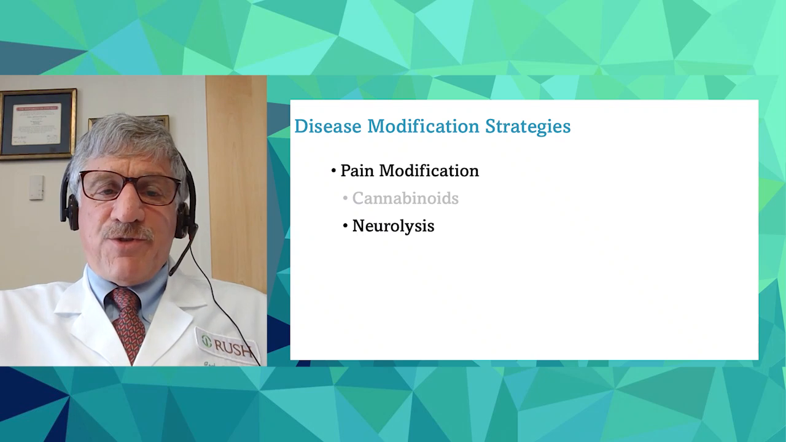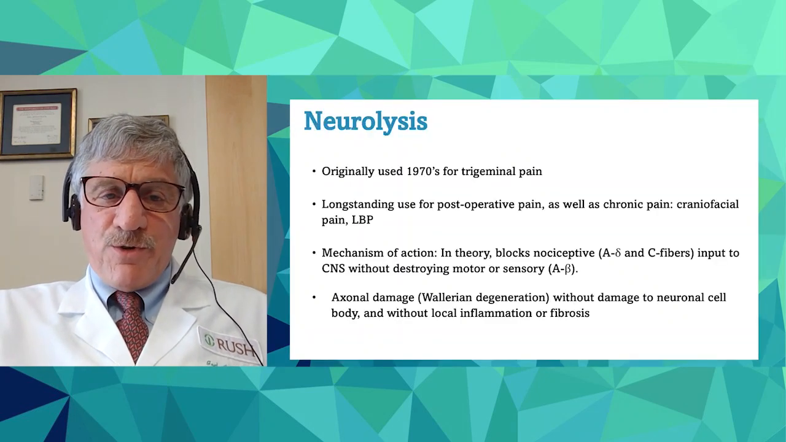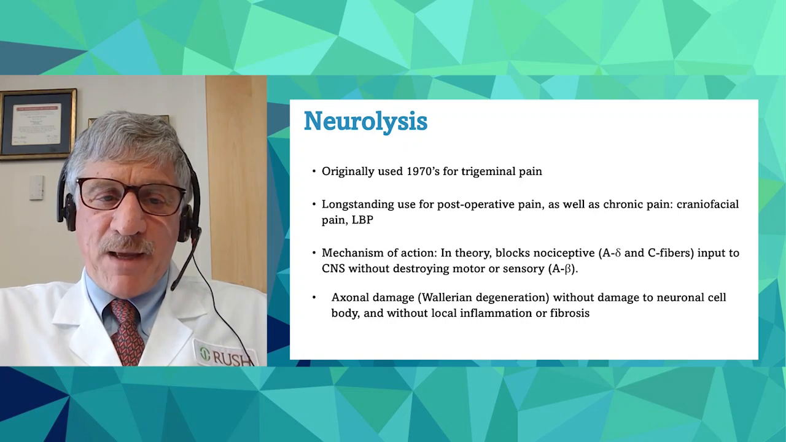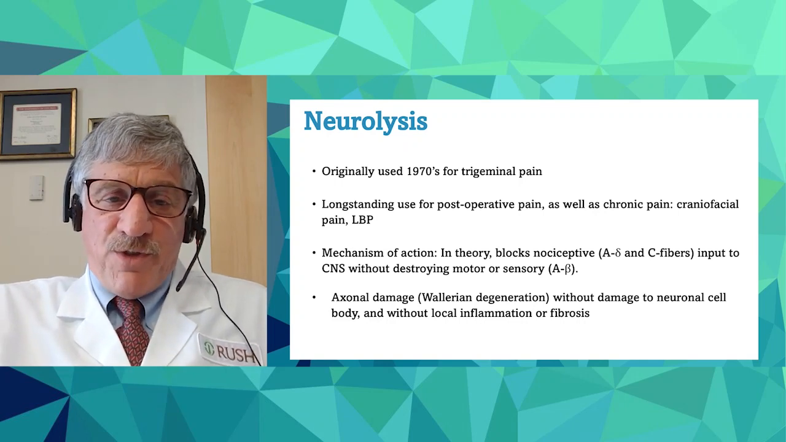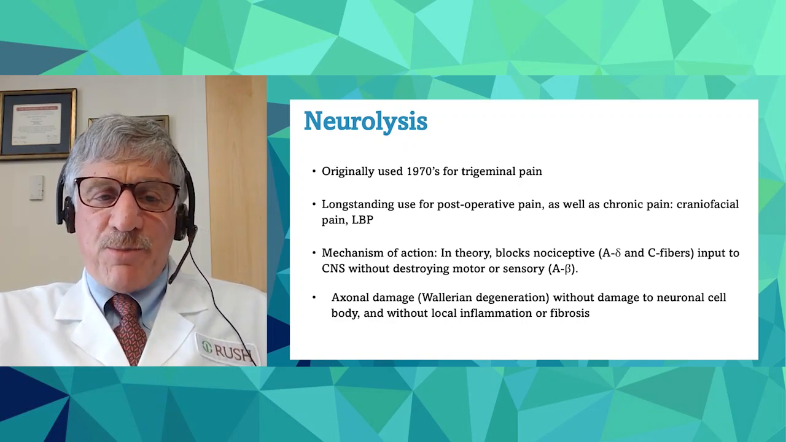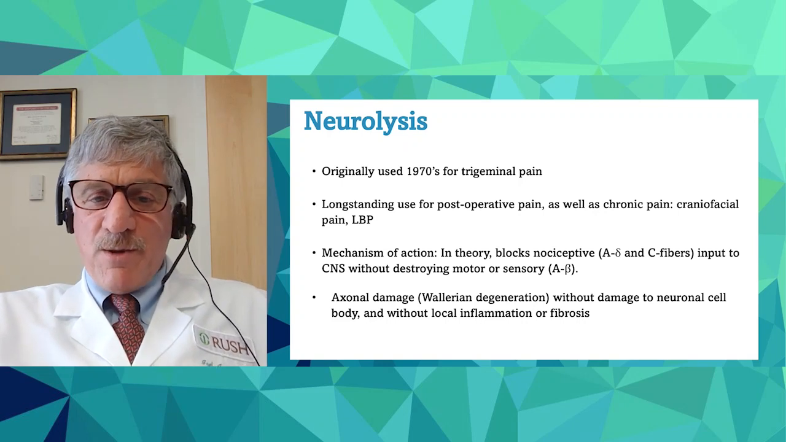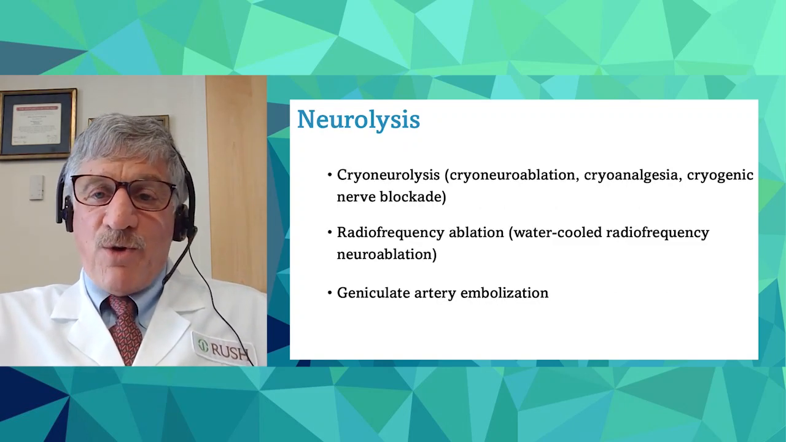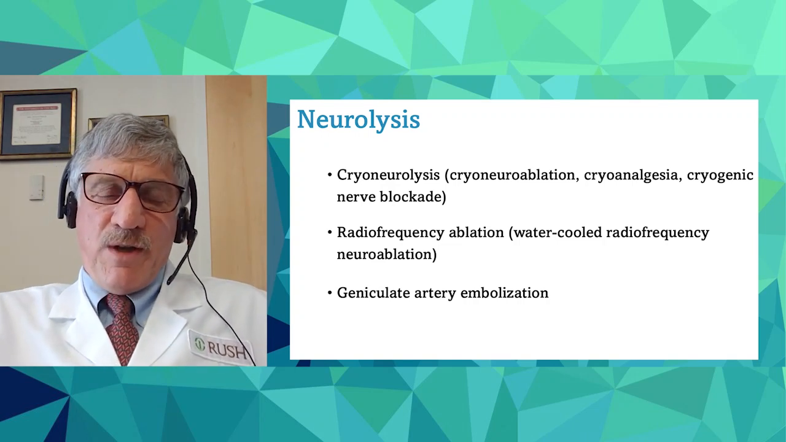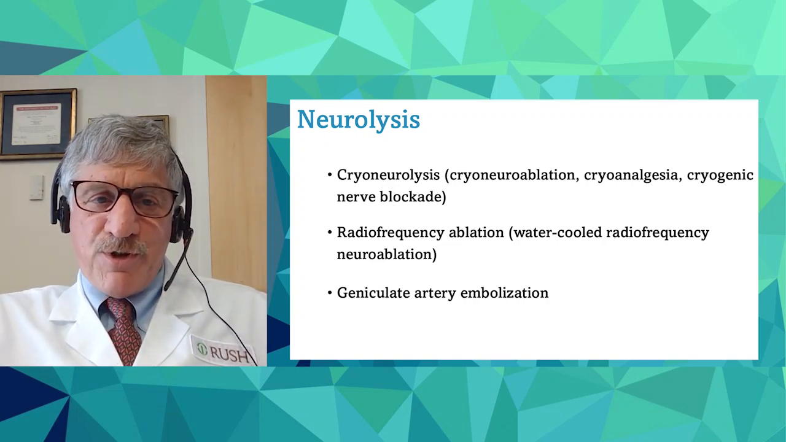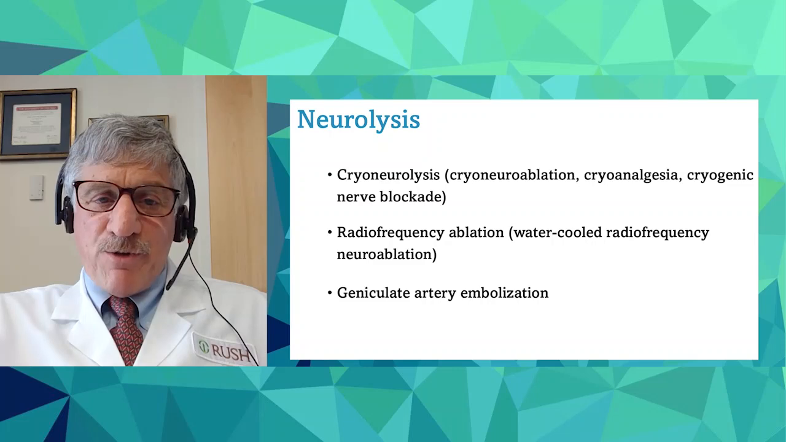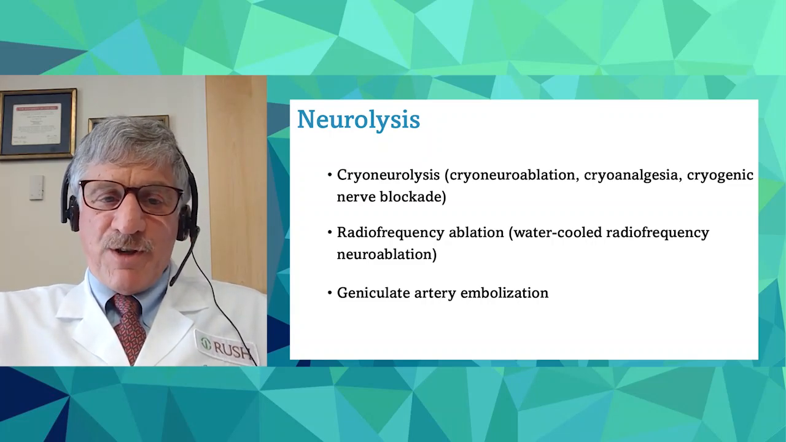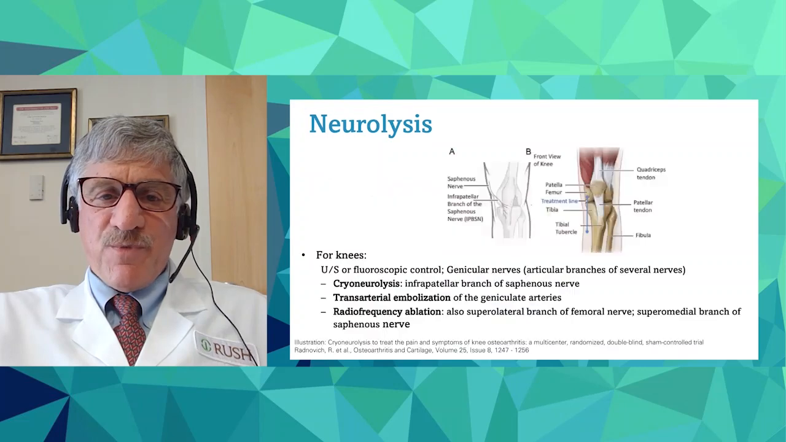Next, neurolysis. What is neurolysis? Well, it's been used since the 1970s for trigeminal pain and for back pain. The mechanism of action, in theory, is that you can block the nociceptive input to the CNS without destroying motor or sensory input. As far as OA of the knee goes, we can provide neurolysis through freezing, cryoneurolysis, radiofrequency ablation, or through interventional radiology, geniculate artery embolization.